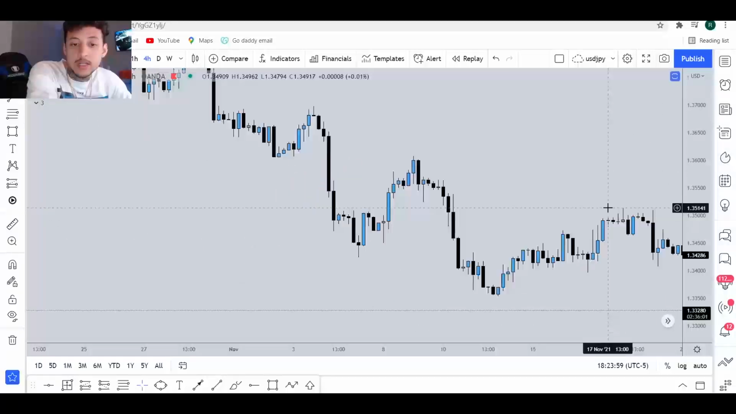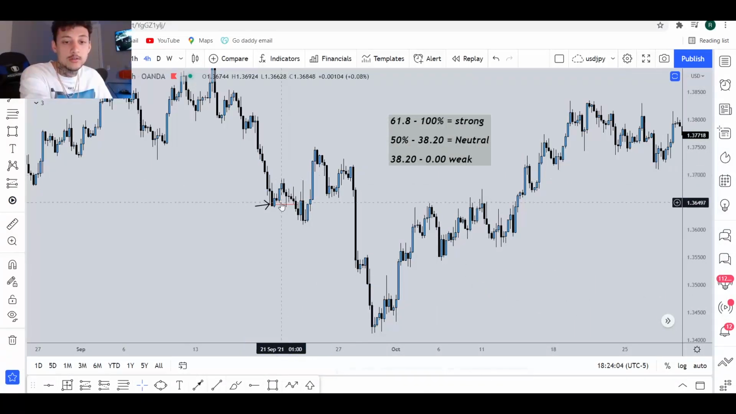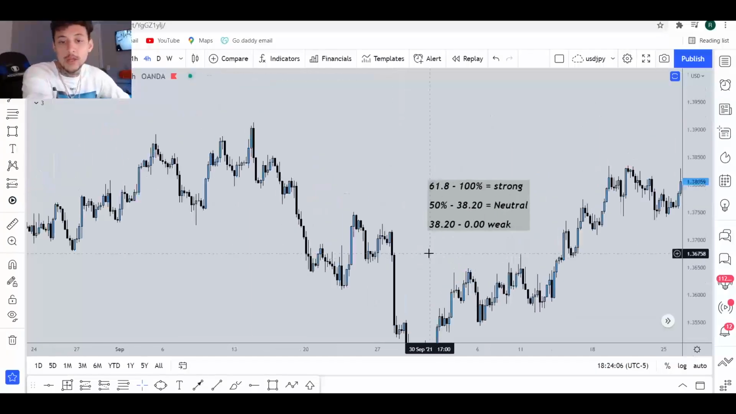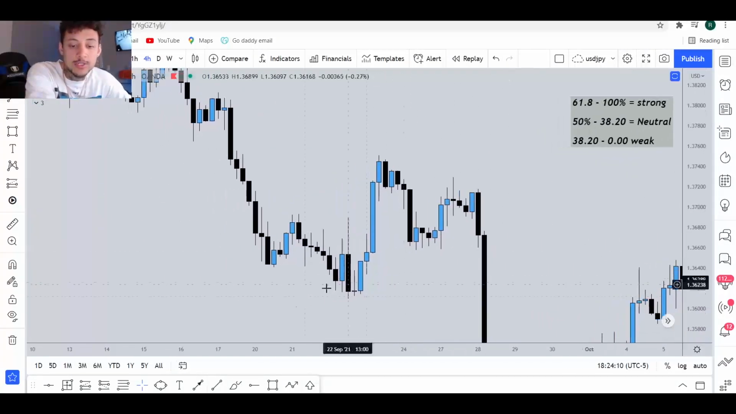Now, let's get into the candlesticks themselves. Let me get rid of all this drawing on the screen. When we're actually going to be measuring candlesticks with the Fibonacci retracement tool, let's go in the replay mode again.